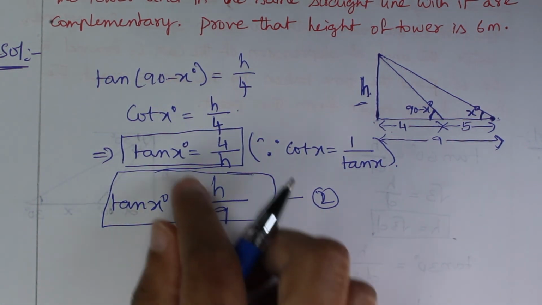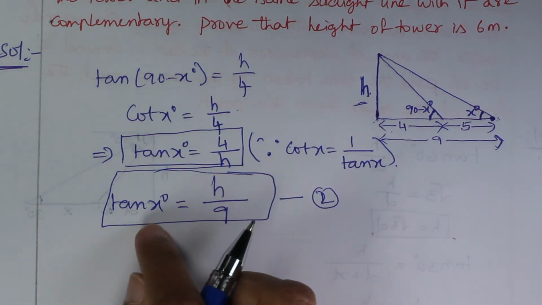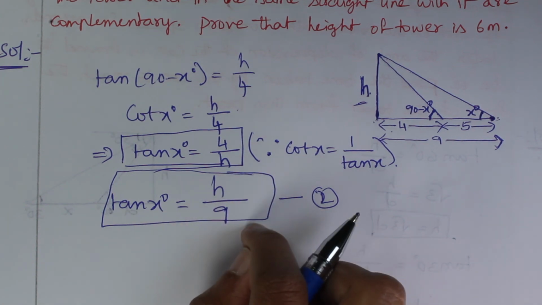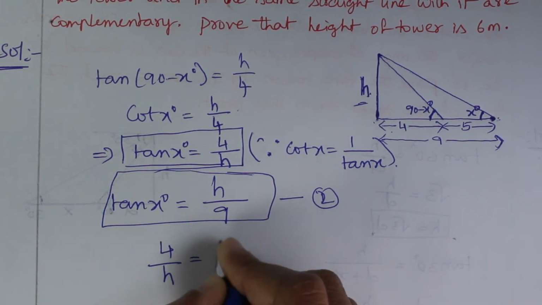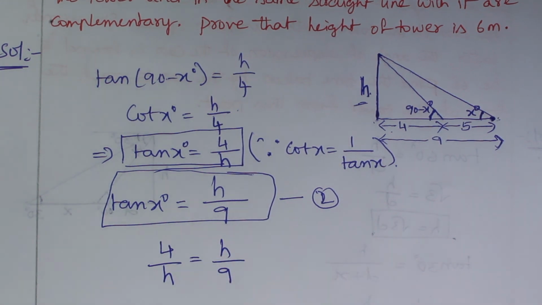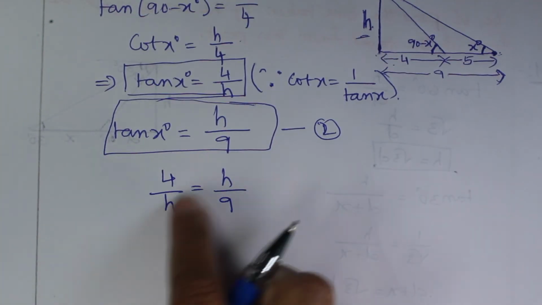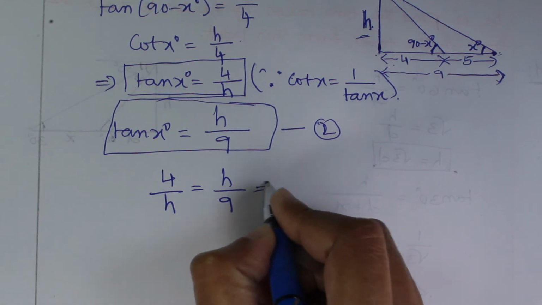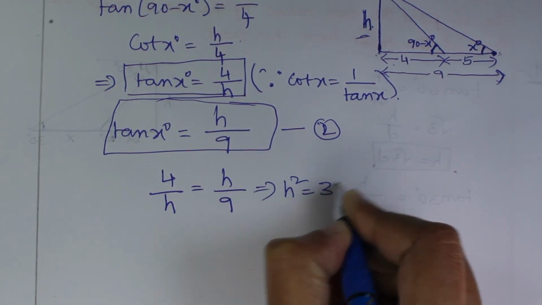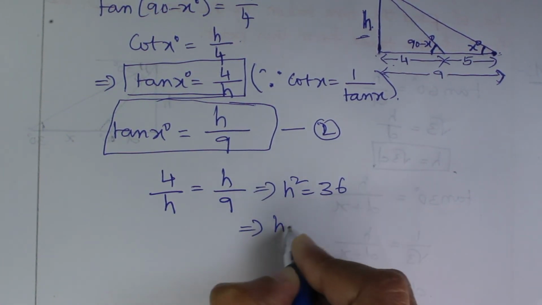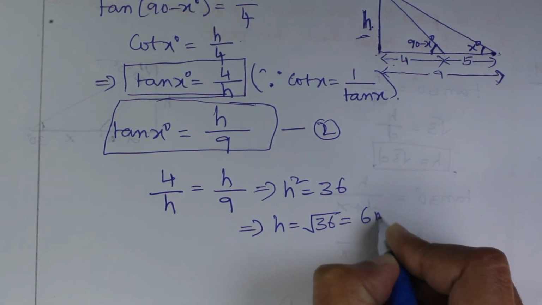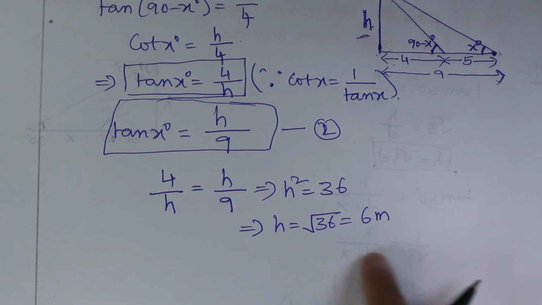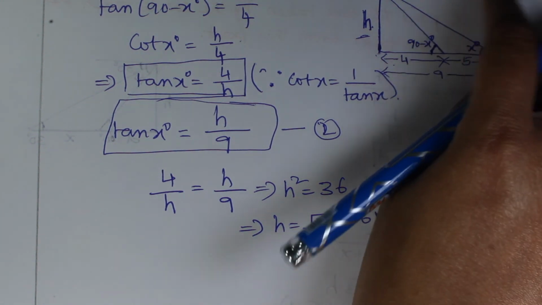So we know that tan x degrees is equal to 4 by h, and tan x degrees is equal to h by 9. So we'll equate both of them. 4 by h is equal to h by 9. That implies h square is equal to 36. That implies h is equal to square root of 36, that is equal to 6 meters. So we have proved that the height of the tower is 6 meters.